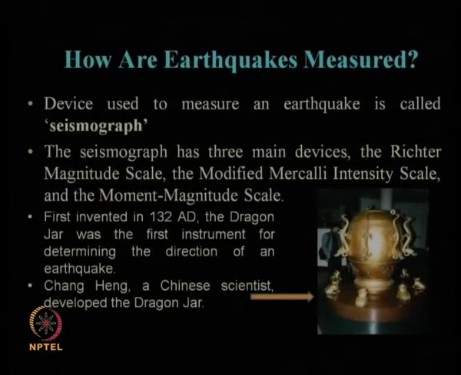Then we have seen how to measure the earthquake quantitatively through the use of a seismograph. The olden days seismograph is nothing but the dragon jar type seismograph, which was invented by Chinese scientists, as shown in this picture. And we have also learned that there are three major devices by which we can estimate the earthquake: one is the Richter magnitude scale, another is the modified Mercalli intensity scale, and another is the moment magnitude scale. Truly speaking, we can divide this measurement of earthquake into two major categories: one is the quantitative measurement through some magnitude scale, and another is through the intensity scale.